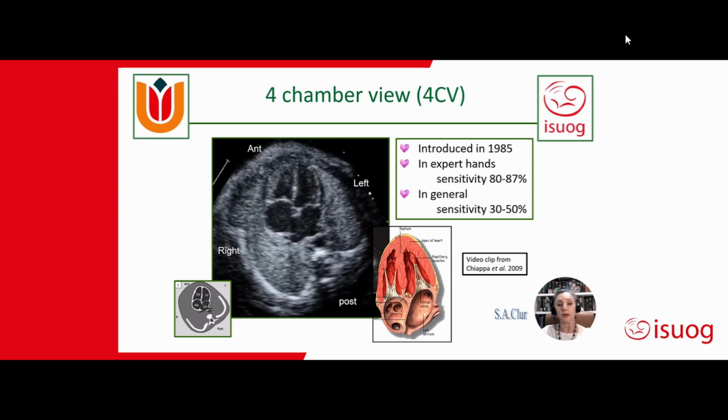What do we see? We can see on the left side the left atrium with the pulmonary veins coming into it. We see the mitral valve. We can see that the left atrium is connected to the left ventricle. We can also see that the right atrium is connected to the right ventricle, and we can see the foramen ovale flap bulging towards the left side.